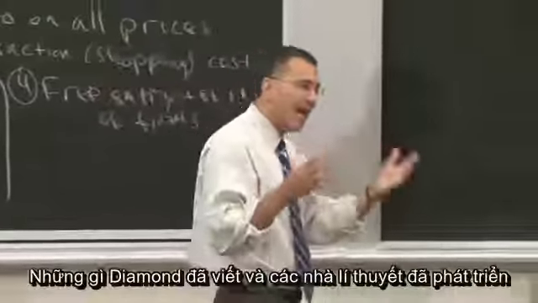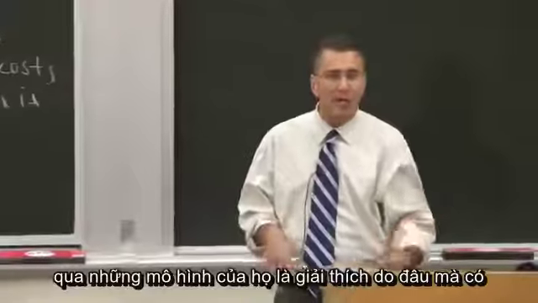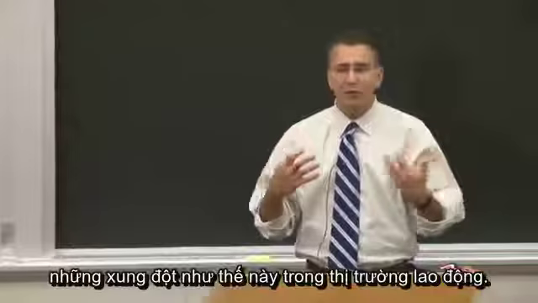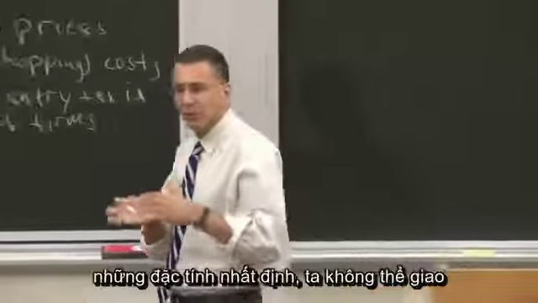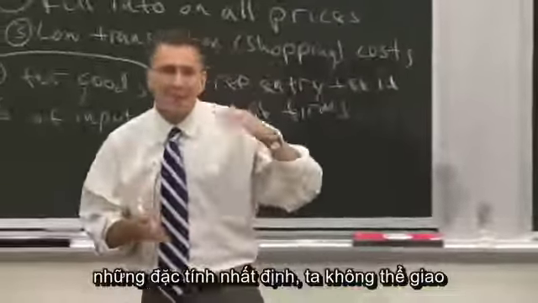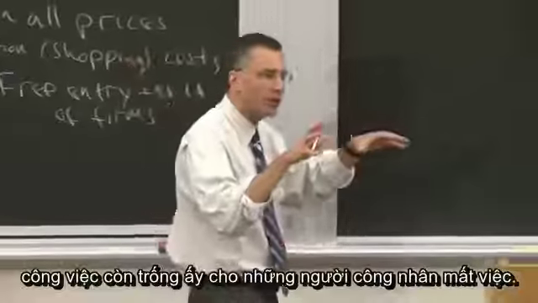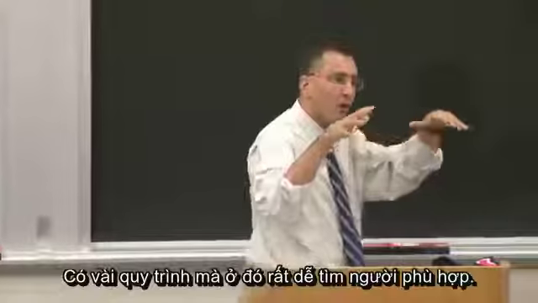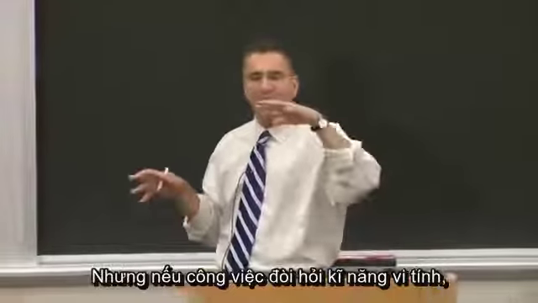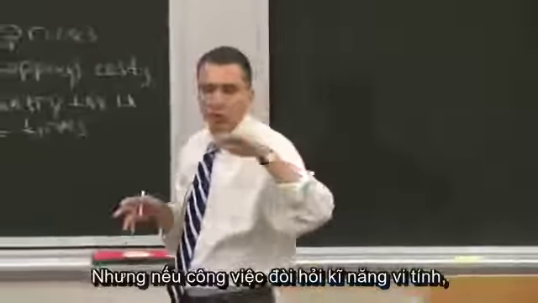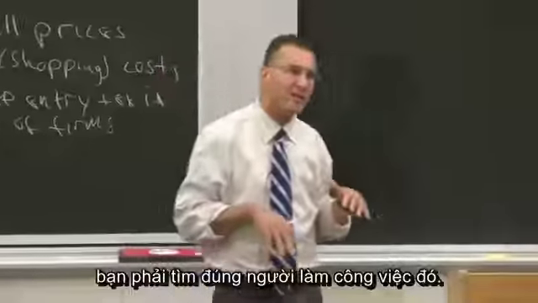But what Diamond wrote down and these other theorists developed in their models is basically how you get these frictions in the labor market where, since these jobs have specific characteristics employers are looking for, you can't quite match the vacancies to the unemployed workers. There's this sorting process where some are easy to match. You can take the high school dropout and put in McDonald's. That's easy. But the job which requires some computer skills, you've got to find the right guy to take that.